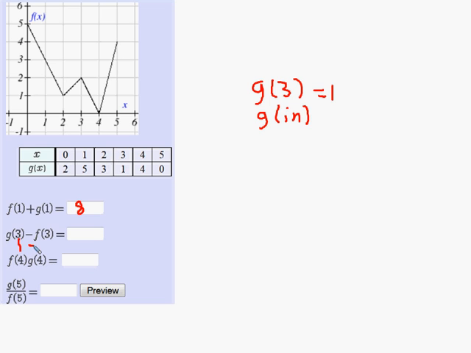Now I need to subtract whatever I get when I find f of 3. Since f is a graph, I'm going to look at this as a point, but 3 is still the input. So it would be the first coordinate of the point in question.